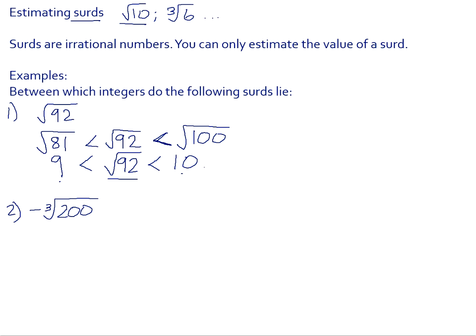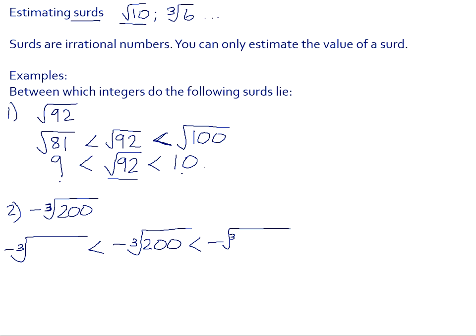Alright, the negative cube root of 200. So now we're dealing with cube roots, but the process is the same. We want to figure out between which two perfect cubes does the negative cube root of 200 lie. And we need to be a little bit careful with this one because we're looking for the negative cube root of a number. And with negative numbers, we have to get our mind around the fact that the larger the number, if it's negative, the smaller it actually is.